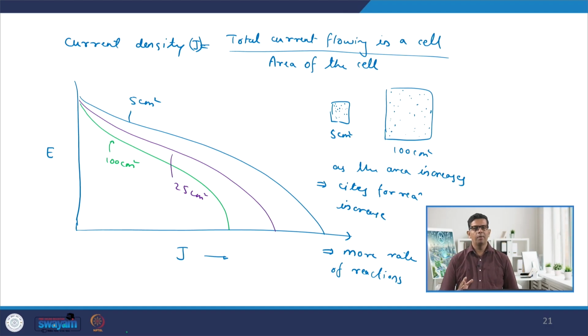But it is very unfair to compare only based on the current. To have a very fair comparison, the performance curves are typically presented with respect to current density. That is how we can compare the different cells and have a fair understanding of the performance as well as the evaluation of these cells.